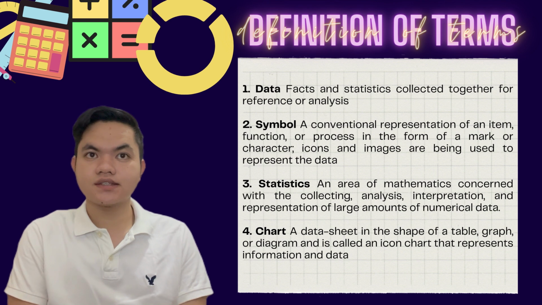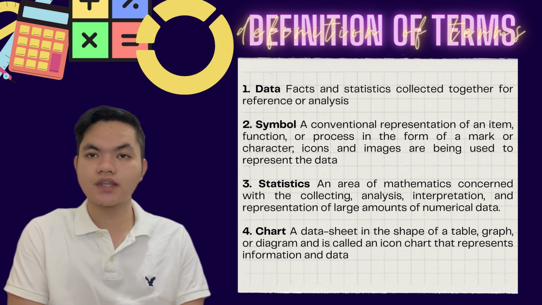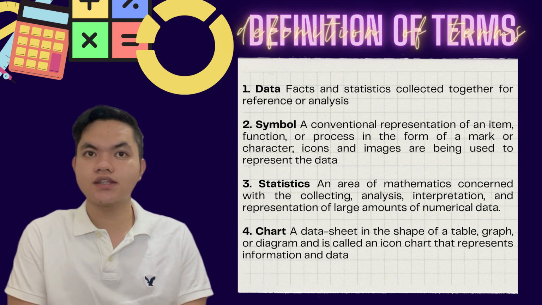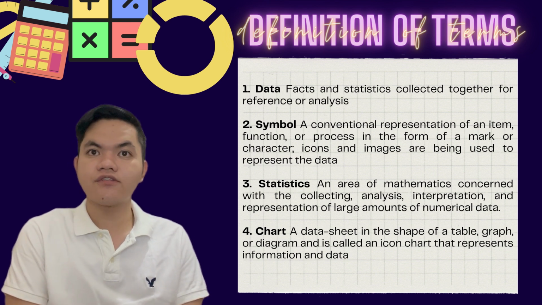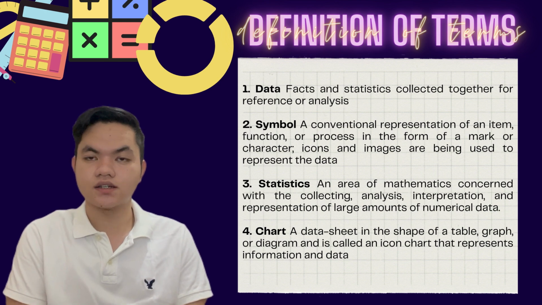Third is statistics. It is an area of mathematics concerned with the collecting, analysis, interpretation, and representation of large amounts of numerical data. And lastly, chart. A chart is a data sheet in the shape of a table, graph, or diagram, and it is called an icon chart that represents information and data.